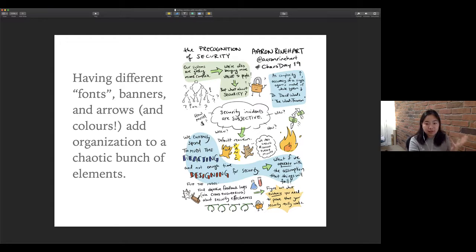The thrust of his talk was about how we spend too much time reacting and not enough designing for security. So this is like the reacting versus designing, and also the sort of subjectivity of security incidents is kind of what my eye gets drawn to.